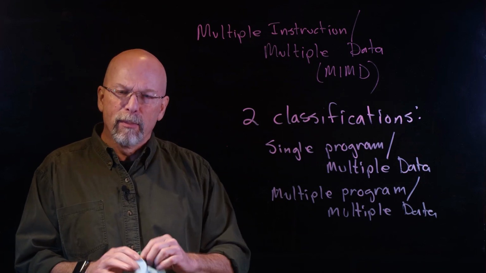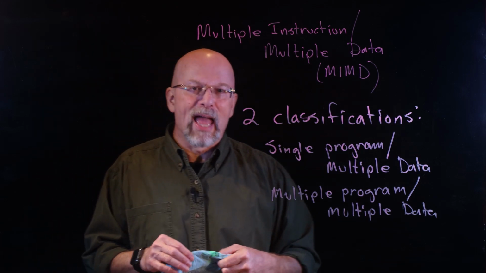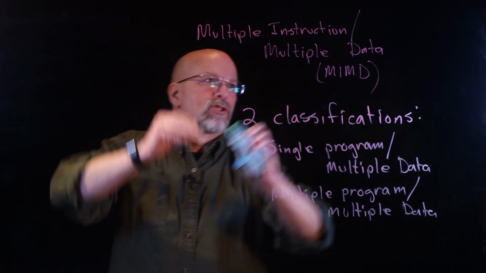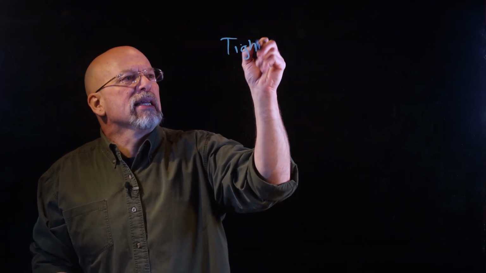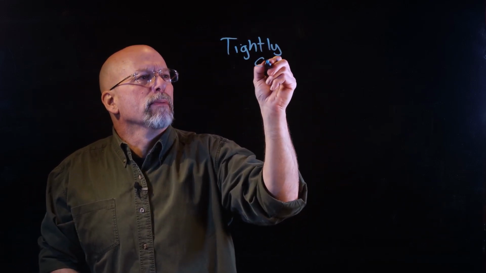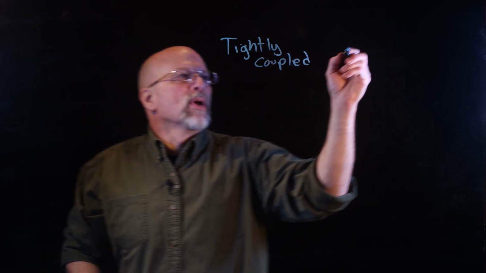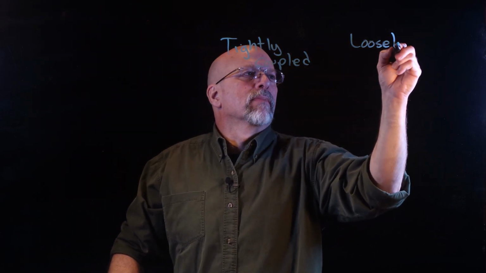So let's talk a little bit about the models that we're looking at whenever we're talking about multiple instruction, multiple data. There are two primary classifications of the architectures of these machines. We've got something called tightly coupled, and we have loosely coupled.